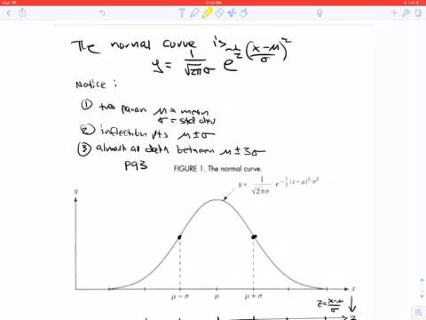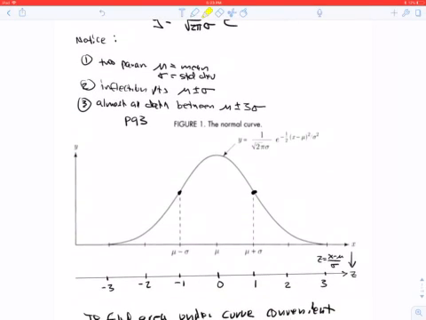But let's first talk about the normal curve. So the normal curve is given by this exponential equation here. It has some properties. It has two parameters, the mean and the standard deviation. It has inflection points at mu plus or minus sigma, and almost all the data is within 3 SDs of the mean.